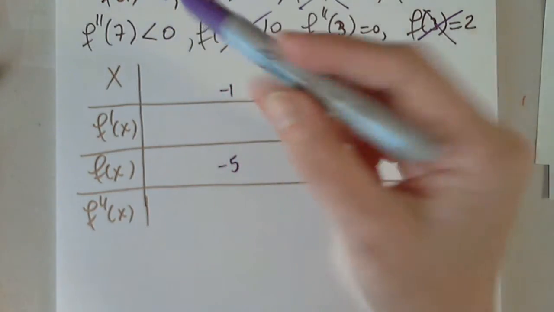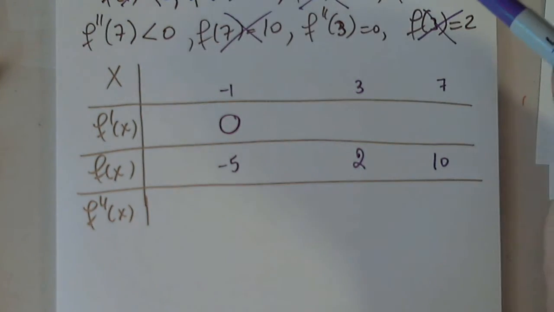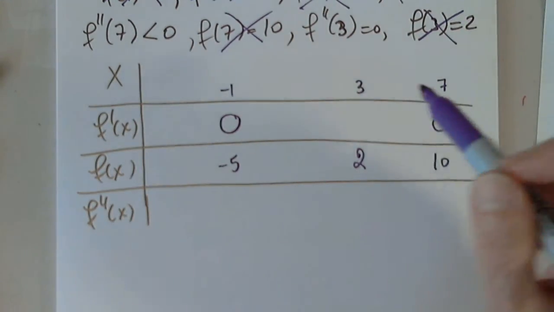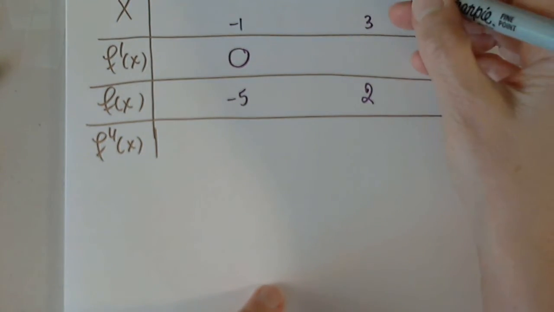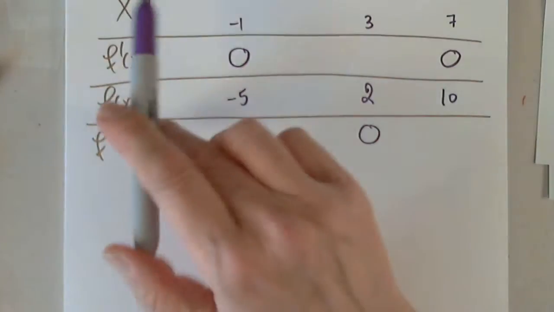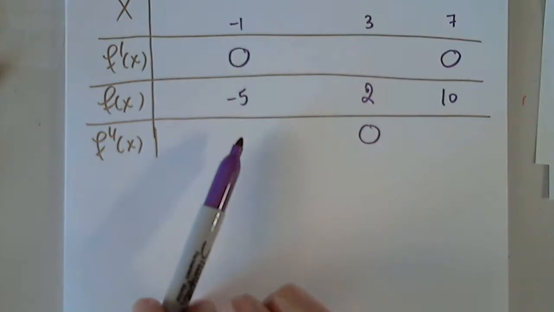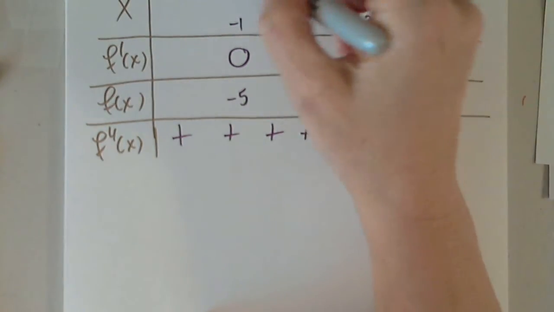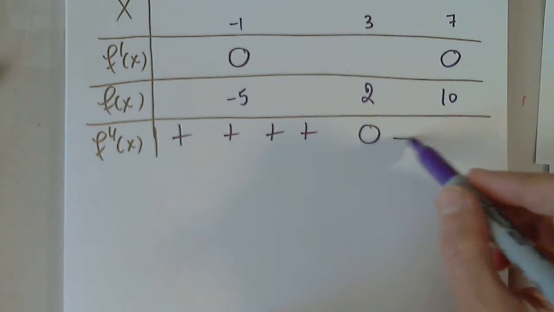F prime of -1 is 0. Done. F prime of 7 is 0. Done. F double prime of 3 is 0. Done. F double prime of -1 is positive. Done. And F double prime of 7 is negative.